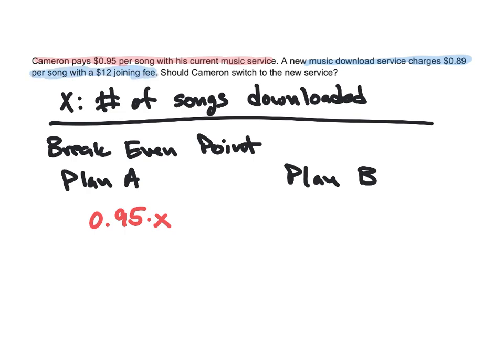So it's a cheaper amount per song. However, you're spending $12 just to use the service. So what we're going to call that is 0.89x plus 12. And to find the break-even point with these two plans, you want to set these two things equal to each other.